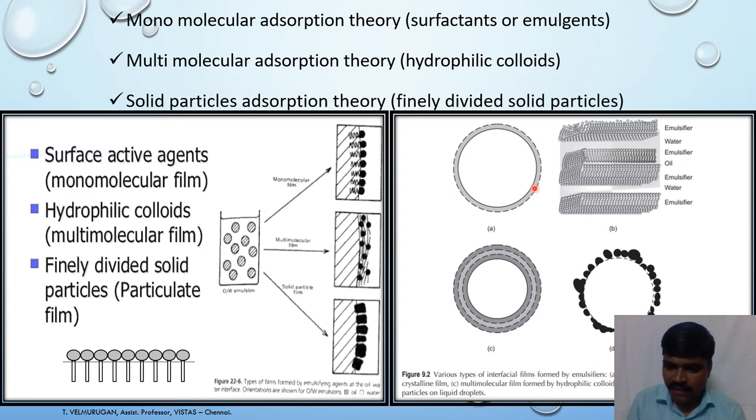This is also collected from another book, the Elsevier publication book, Gaurav Kumar Jain's book, The Theory and Practice of Physical Pharmacy. Okay, next.